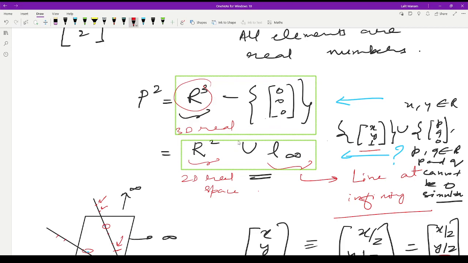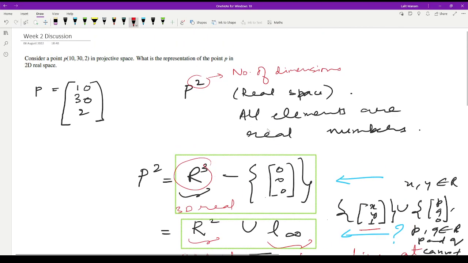Yes, sir. Okay, that's great then. So if you don't have any doubts here, then I guess we can just proceed with the question. So we have a point P in projective space. That means this P belongs to projective space P square. What is the representation of point P in 2D real space? Can anyone answer this? Given that we did this discussion, it should be simple.